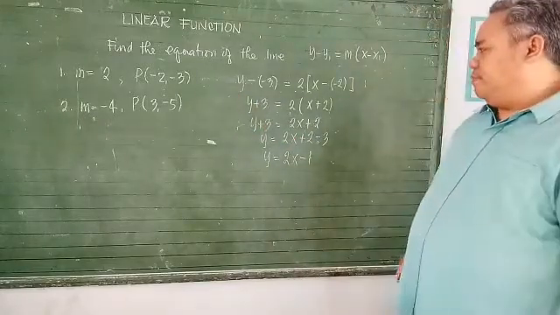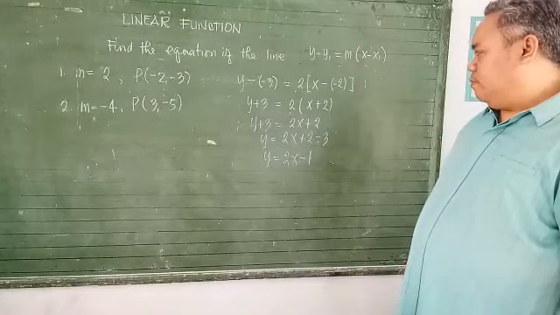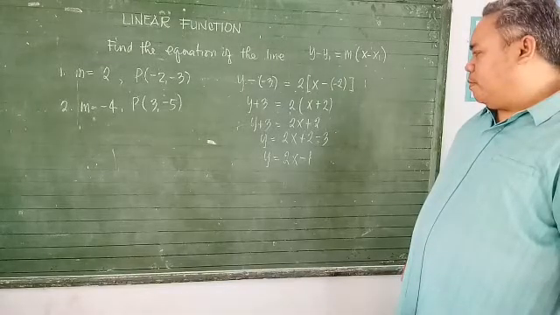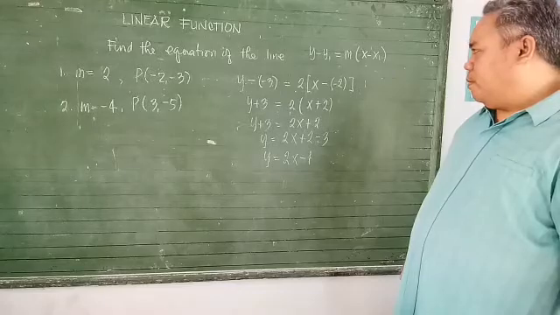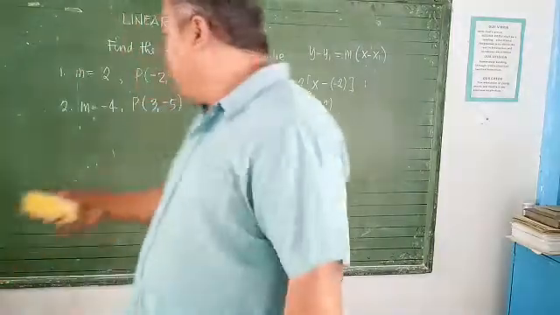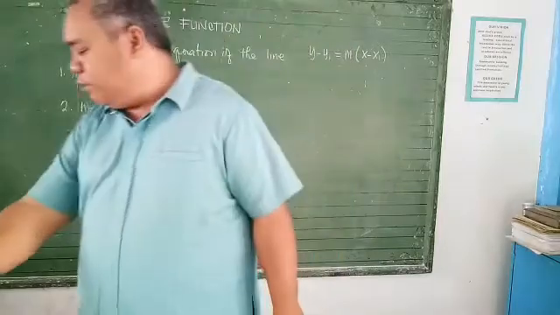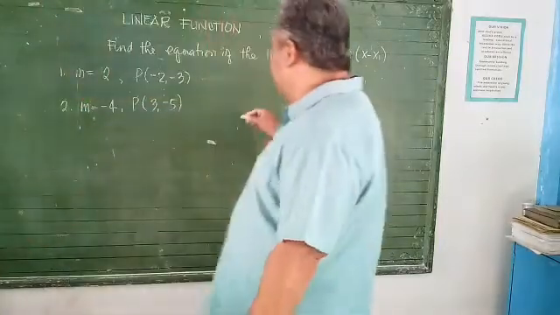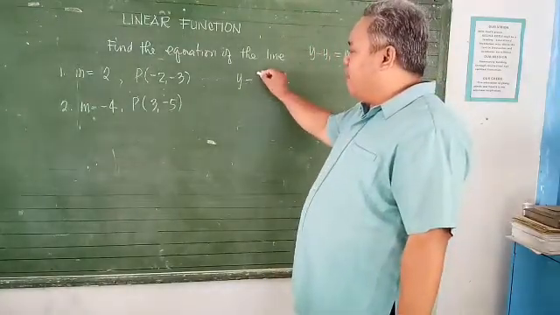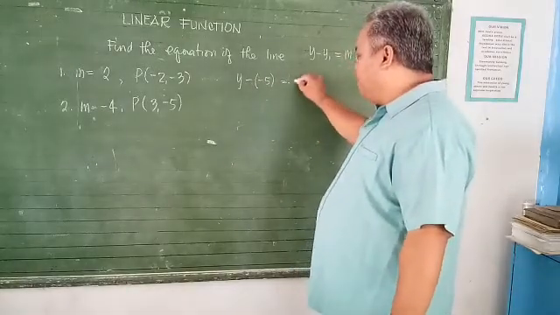Okay? Right? So, let us now discuss number 2. Example number 2. In example number 2, we have now here, that is y minus, your y sub 1 is -5. So it became -5 here. And this is m. Your m here is -4.